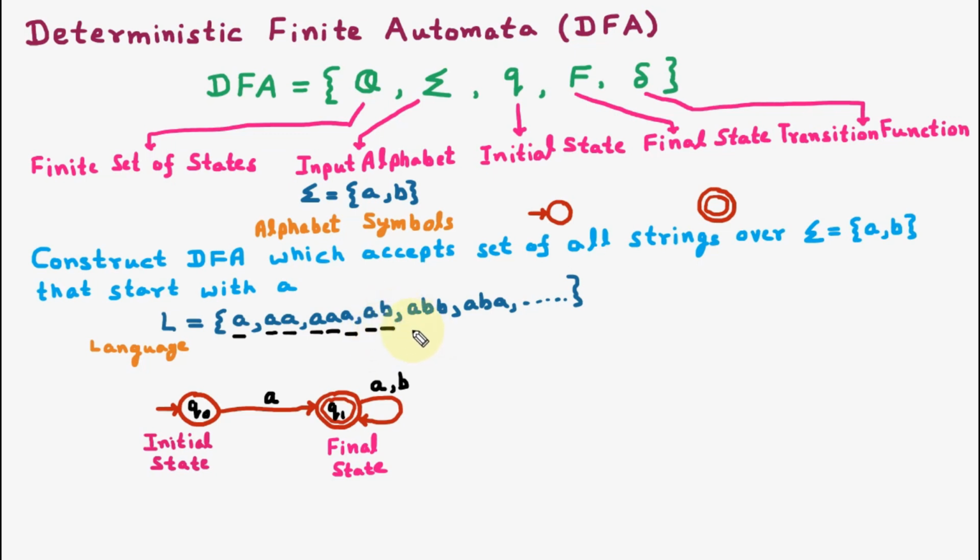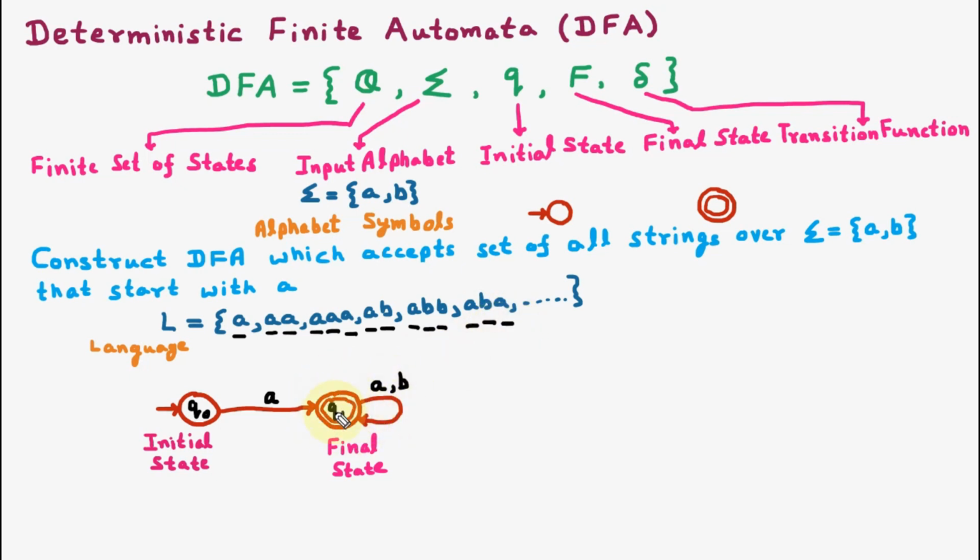Now let us suppose that we have ABB. Now for A, we will move from Q0 to Q1, then for B, it is a self loop, coming back to Q1, again for the next B, again it is coming back to Q1, which is the final state, and this is accepted. In the similar manner, if we have the A, then Q0 to Q1, for the B coming back, again for the A coming back.